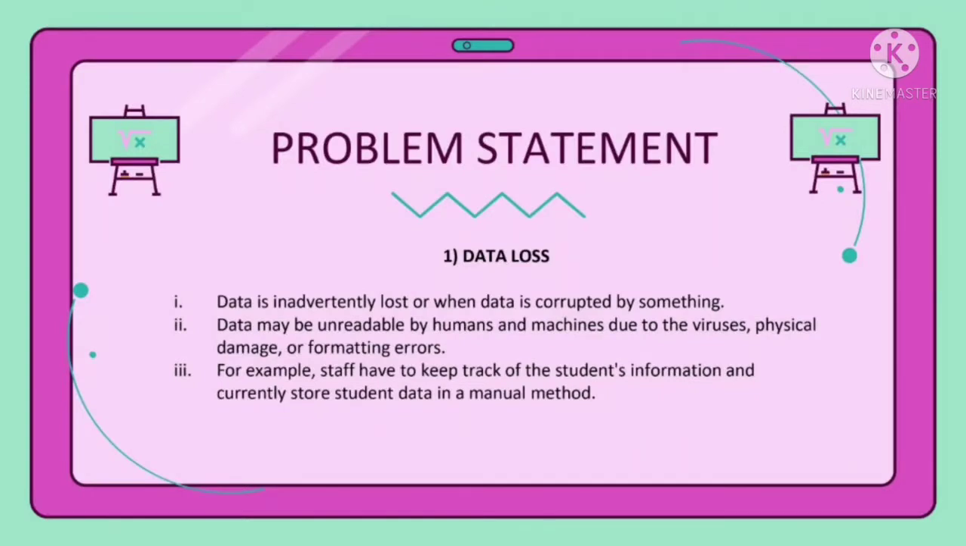Based on our own findings, internet research and some surveys from students who have studied at University Malaya, there are some issues that we have detected. The most significant issue we discovered is data loss. Data loss happens when data is inadvertently lost or when data is corrupted by something. Data may be unreadable by humans and machines due to a virus, physical damage, or formatting errors.